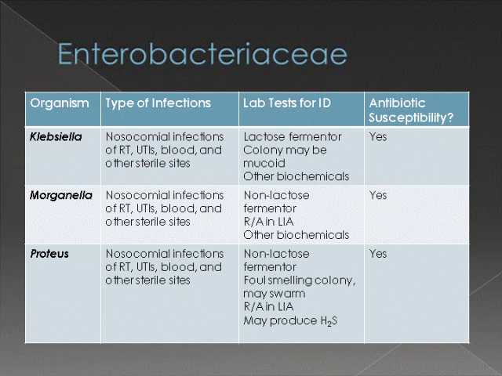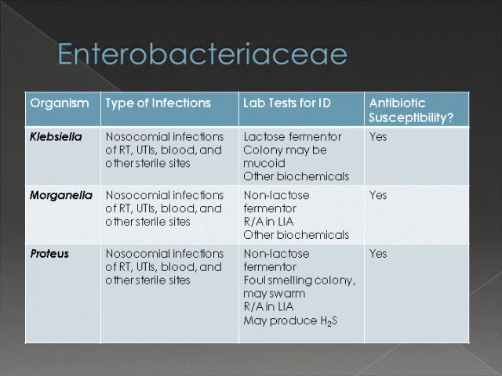Morganella, nosocomial infections, again, are common for Morganella, and Morganella is a non-lactose fermenter. What makes this one unique is it shows up as R over A in LIA, so it would be a red over yellow, and biochemical testing and susceptibility would be needed.